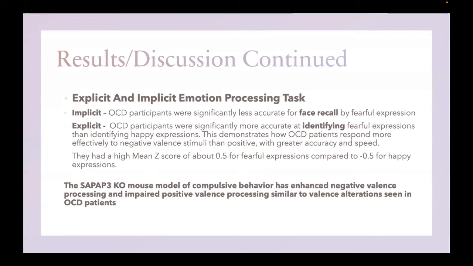The data and the evidence show that OCD may indeed be characterized by key valence processing alterations. And just to mention again, the lack of the SAPAP3 gene causes OCD-like symptoms in the knockout mice because they have increased or enhanced negative valence processing. And for the human OCD, they are more accurate at identifying fearful expressions with greater accuracy and reaction time, which demonstrates their negative valence processing.